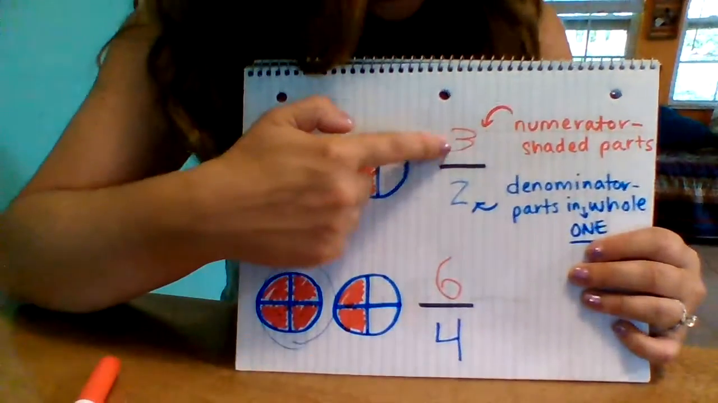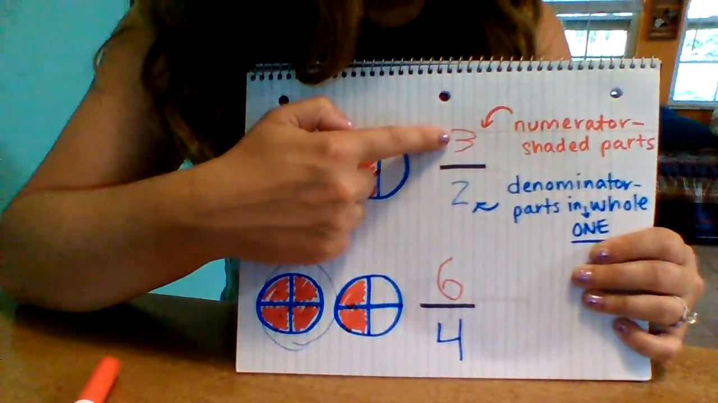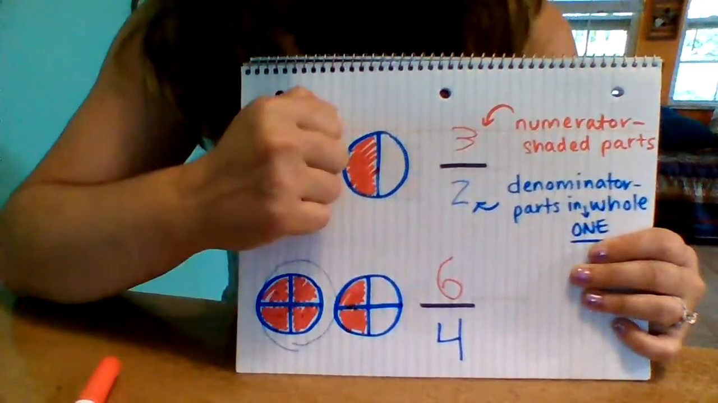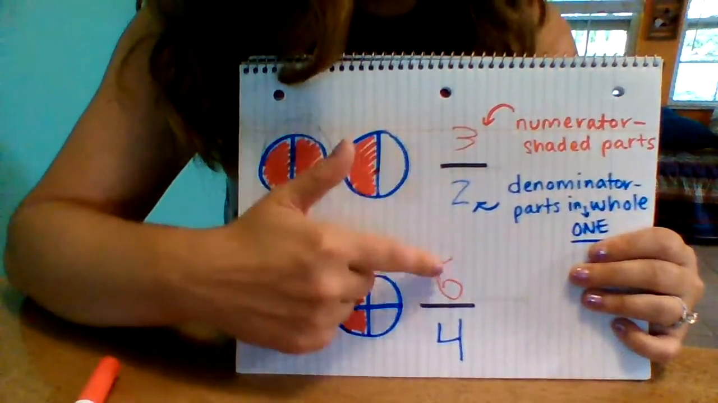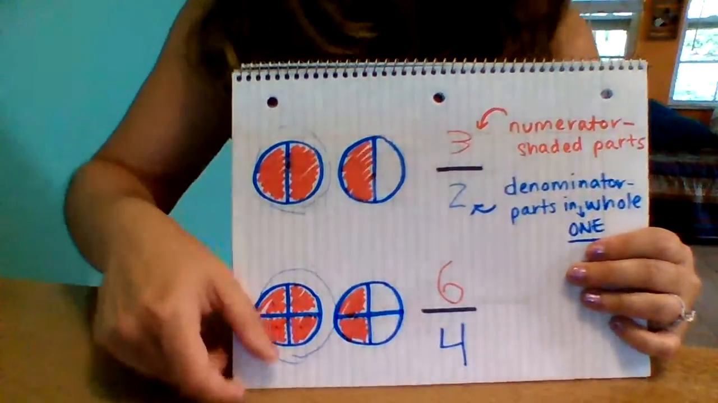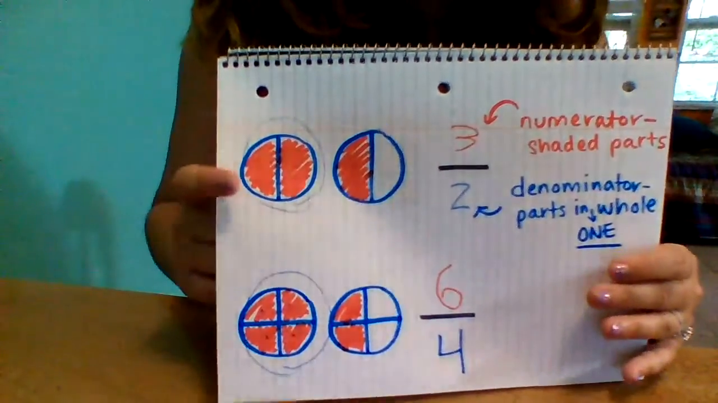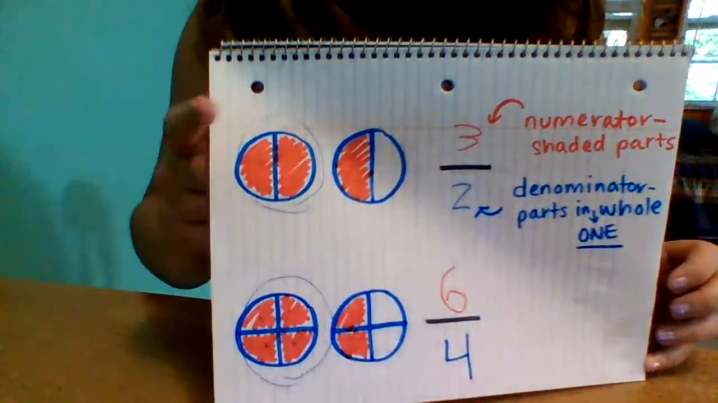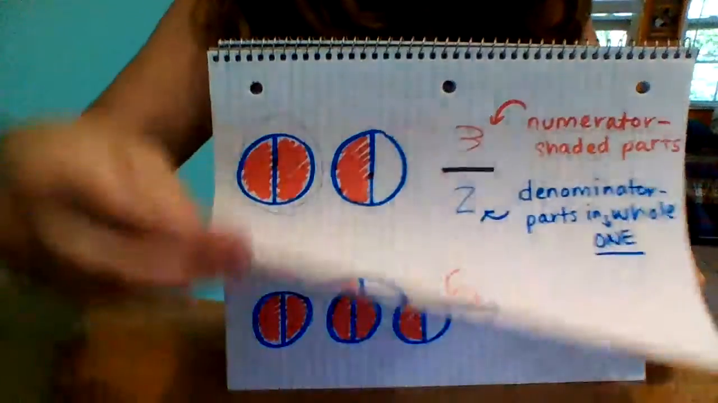Both of these fractions have a larger numerator than denominator, right? 3 is bigger than 2, 6 is bigger than 4. So today during this lesson, we want to find that our numerator is going to be larger than our denominator. Let's look at some more examples of fraction models greater than one whole.